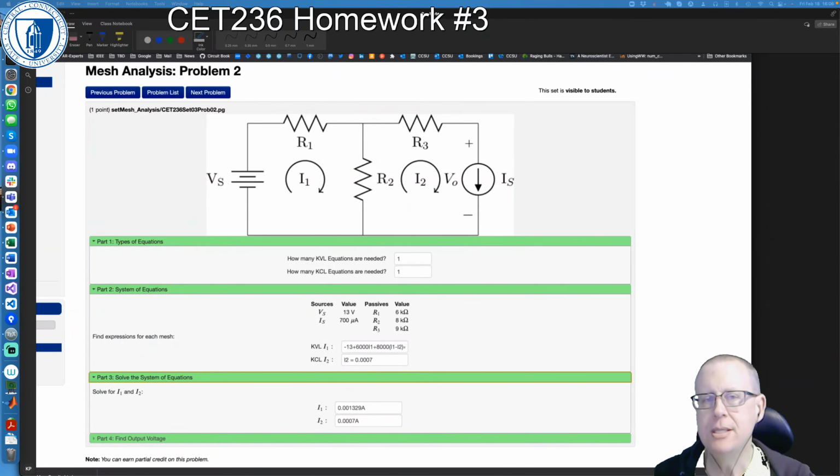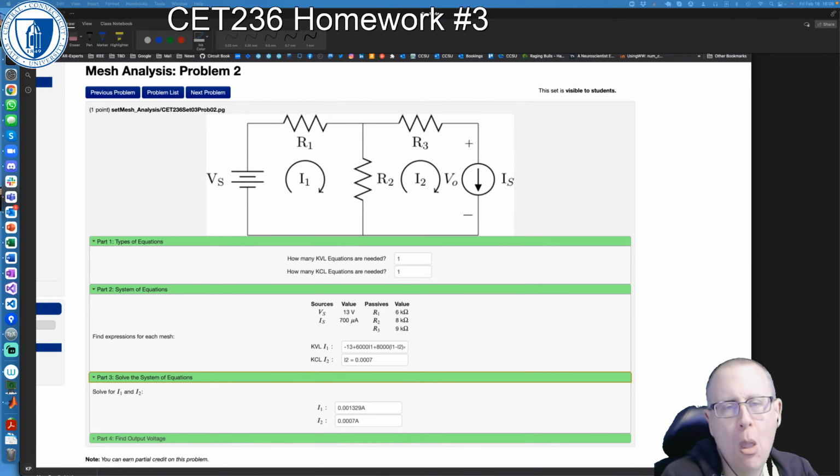Okay, here is homework 3, problem 2. And as I said in the first video in this series, the first thing we've got to do is decide whether or not we need to apply Kirchhoff's current law as well as Kirchhoff's voltage law. Mesh analysis usually means Kirchhoff's voltage law is applicable, but if we have a current source in the circuit, then it's probably true we need to apply Kirchhoff's current law.